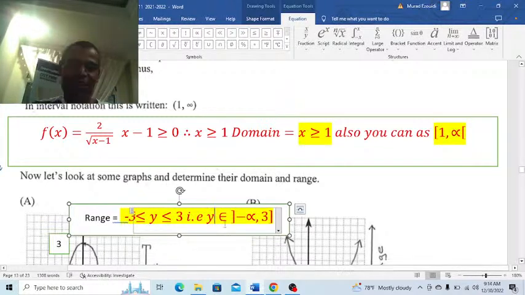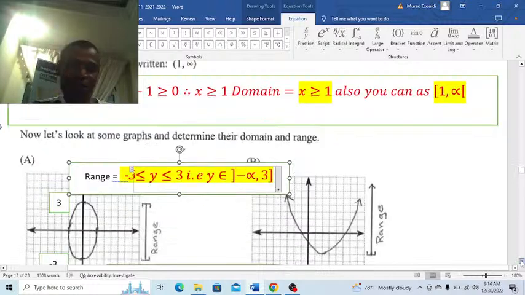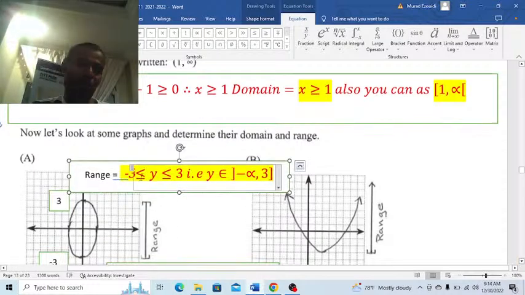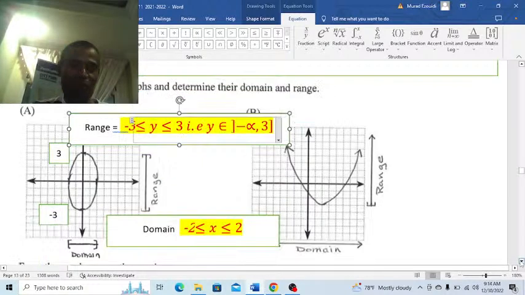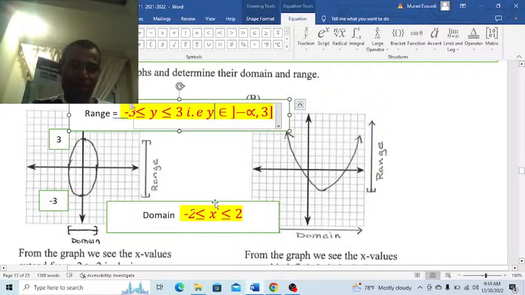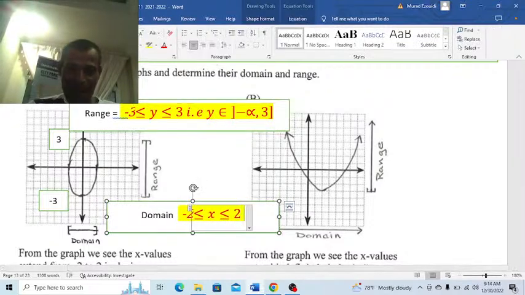Okay, so now we move to the next. You can also write y is more than or equal to -3 and less than or equal to 3. That's it. Now for the domain, learners, I will just use a closed interval, which means x is more than or equal to -2 and less than or equal to 2.